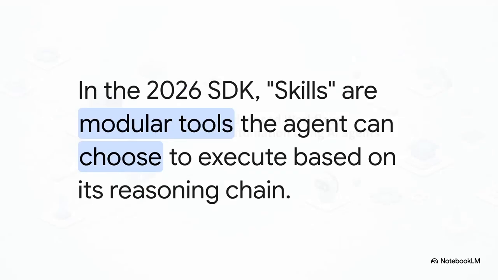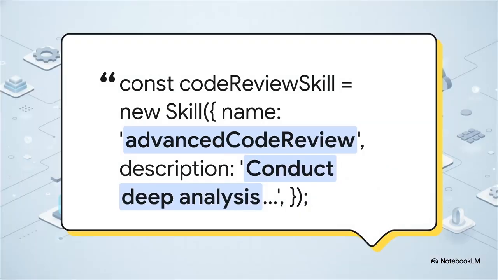Now, this is a key concept, and honestly, it's so cool. I want you to think of a skill not as just a simple function call, but as a completely self-contained tool in the agent's toolbox. The agent itself would be smart enough to decide when and how to use a particular skill, all based on its own internal reasoning and the task it's been given. And here's exactly how we would define one. See, we're creating an advanced code review skill. We give it a name, a really clear description so the agent knows what it's for, and then an execute function that holds all the actual logic.